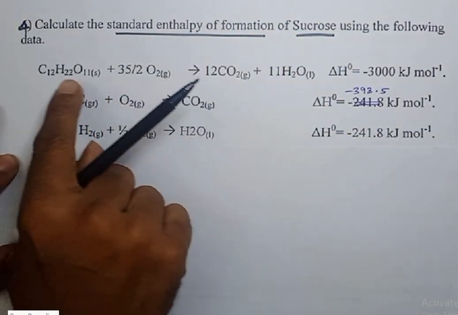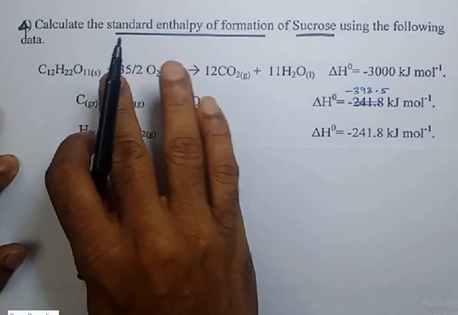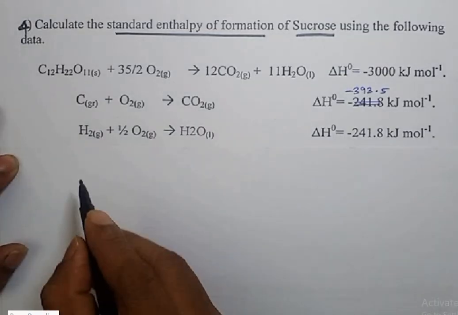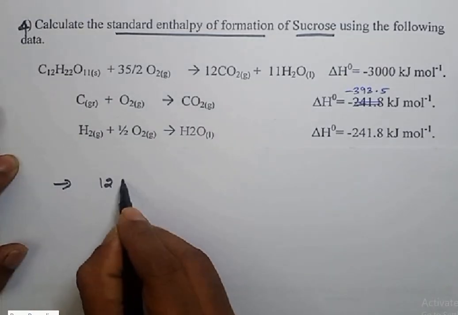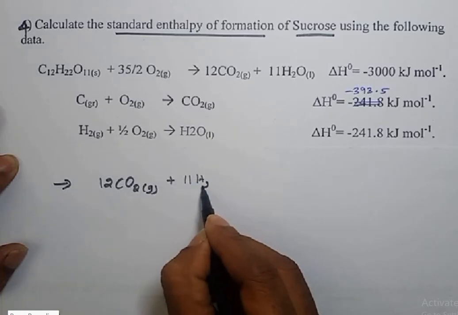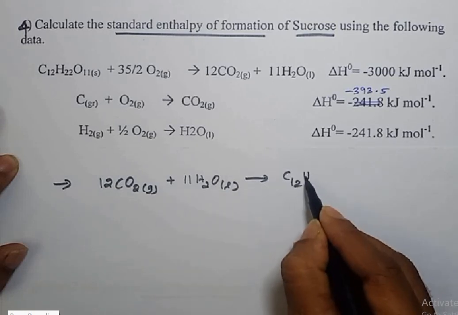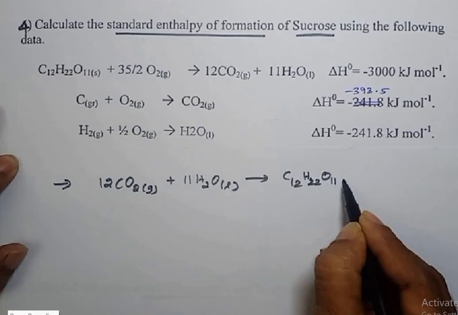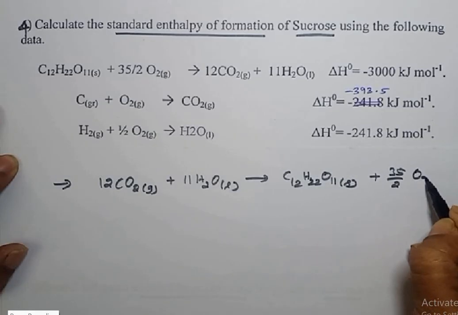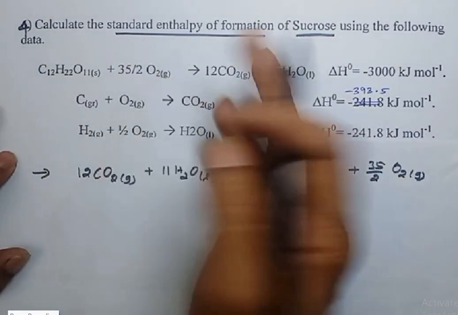It's very simple, listen. Here, sucrose is on the left hand side, right? Reverse the first reaction. Just reverse the complete species present in the first reaction. So, what we get is 12 CO2 gas plus 11 H2O liquid will give C12H22O11 solid, this is sucrose, plus 35/2 O2 gas. I just reversed the first reaction completely.